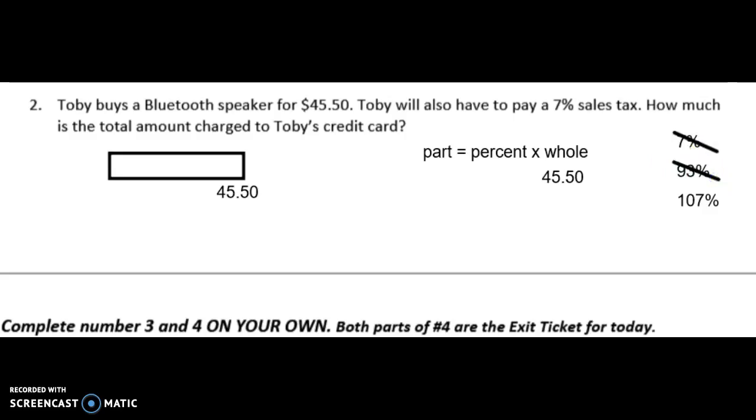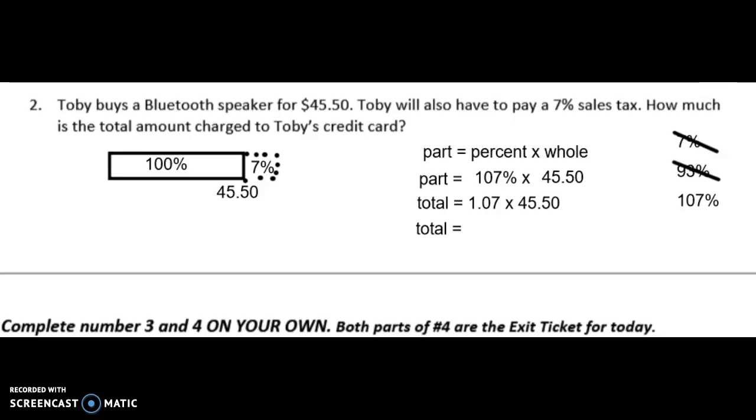If I want to know the total amount, that means I want to know how big this tape diagram is, plus an additional 7%. So I'm going to pay the entire cost, $45.50, plus an additional 7%, which means the total amount would be 107% of $45.50. So the total would be 1.07 times 45.50.